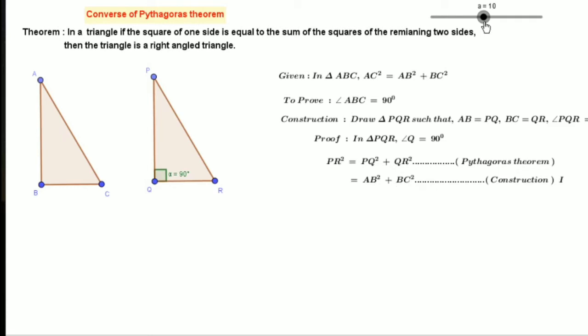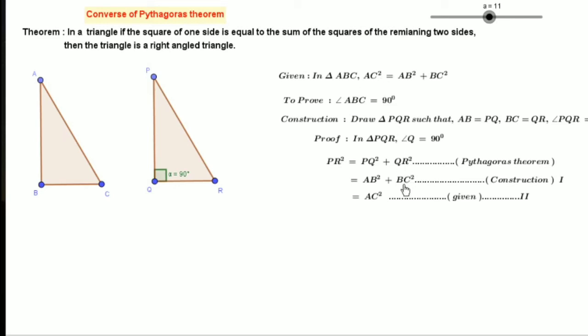Now AB square plus BC square, this sum of squares of these two sides, is equal to AC square. This is given to us. Look at the statement: in a triangle, if the square of one side is equal to the sum of squares of the remaining two sides. So in triangle ABC, AC square is equal to AB square plus BC square. So AB square plus BC square, its value is AC square.